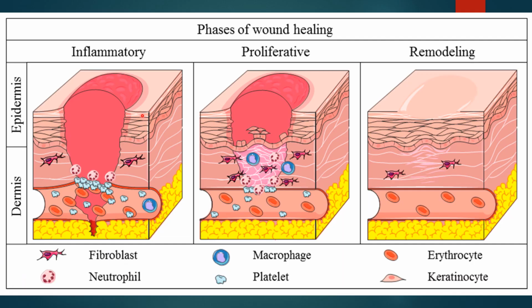See, now we studied the phases of wound healing: inflammatory stage, proliferative stage, remodeling stage. The cells involved in wound healing are fibroblasts, neutrophils, macrophages, platelets, erythrocytes, and keratinocytes, otherwise called epithelial cells. See, we will see the next video about the wound healing chapter.